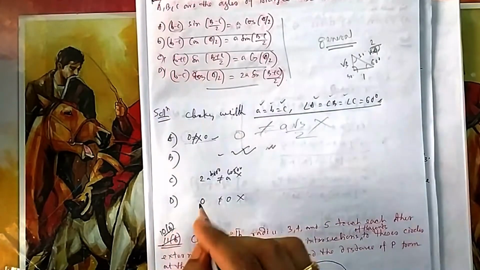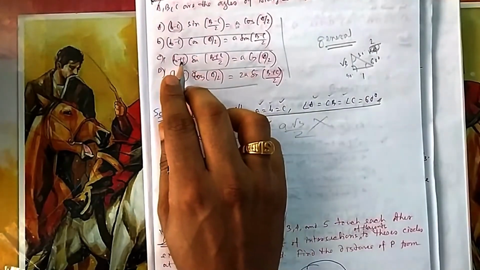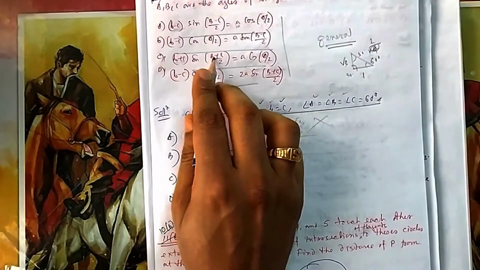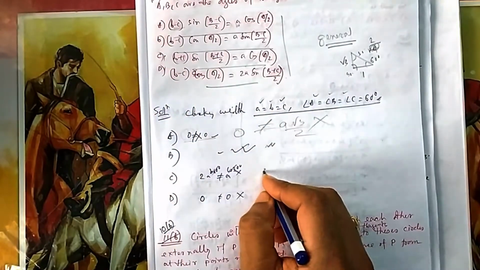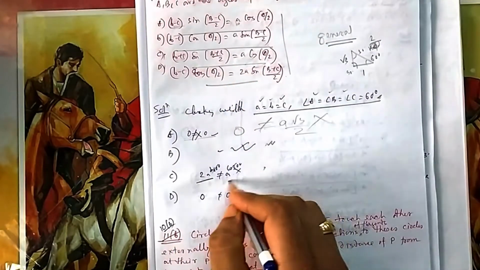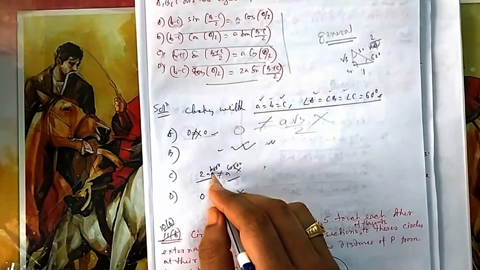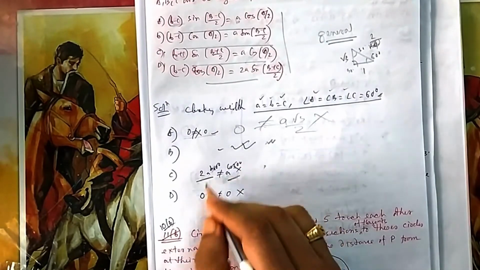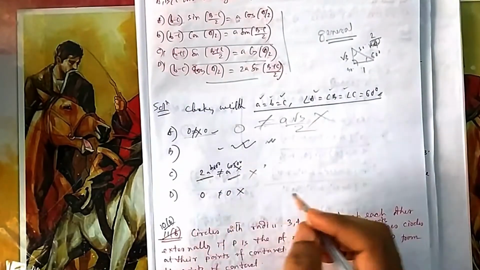So it will be what? It will be A plus, both are A, 2A sin 60. 2A sin 60 means 2A sin 60. You can see this side, and it will be A cos 30. So these are not equal. So sin 60 is root 3 by 2 and cos 30 is also root 3 by 2. This also, 2A is equal to A? No, it is not possible.